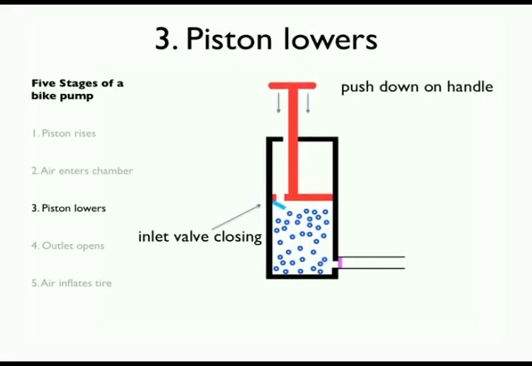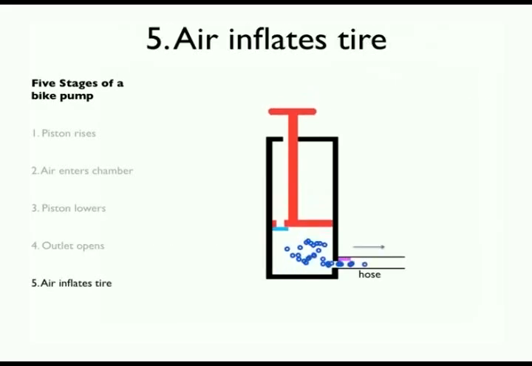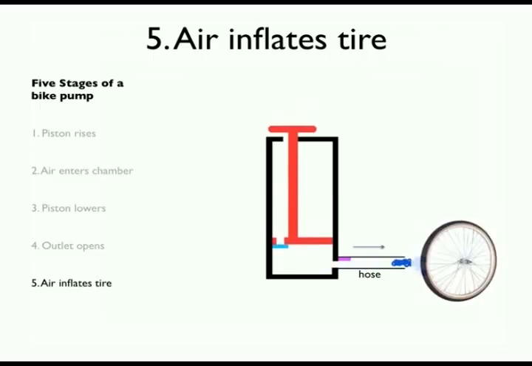The piston is then lowered. The inlet valve closes. Due to high pressure in the chamber, the outlet valve opens and air flows to the hose and to the tire.